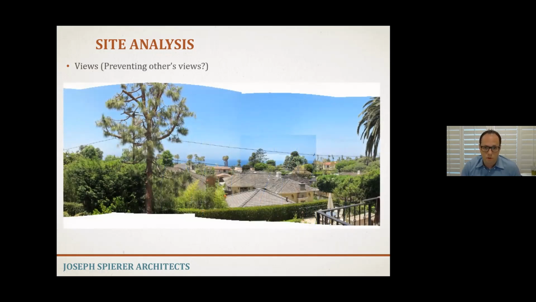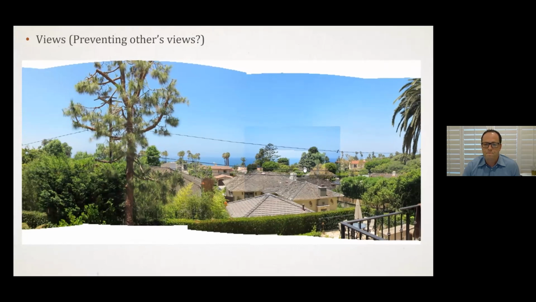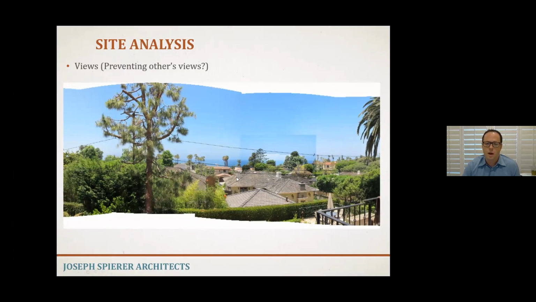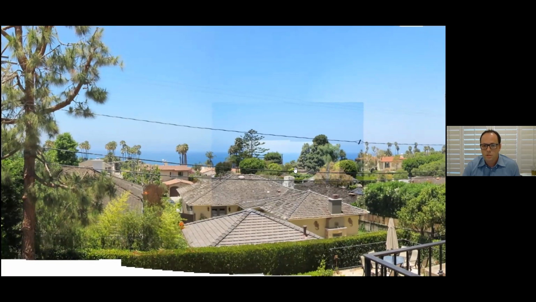Not just your views, but especially in areas like PVE or Rolling Hills or other areas with view ordinances, you have to take your neighboring views into account as well. This is actually a view from a neighboring house for a house that we're trying to do over in this area here. And you can see our flags. I don't know if you can see that on your screen, but there are flags right over here.